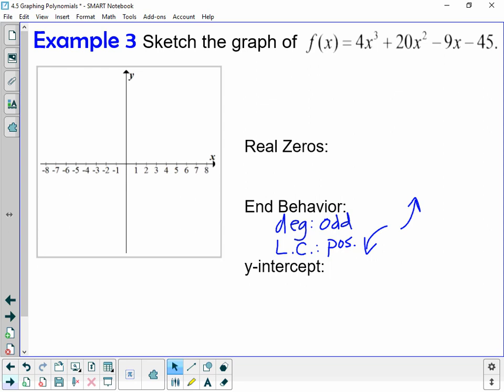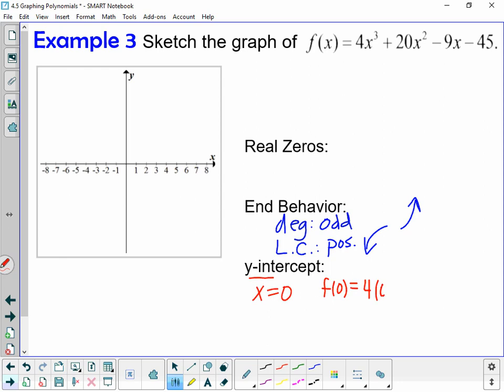The other thing that's really easy to figure out from standard form is the y-intercept. Remember, it happens when x is equal to 0. So if we put 0 into this function, it's 4 times 0 to the third plus 20 times 0 squared minus 9 times 0 minus 45, and that's so easy to calculate because it's 0 plus 0 minus 45. So the y-intercept is going to be negative 45. And we'll just put that over there. I'm not sketching my ends yet because I don't know where the intercepts are.